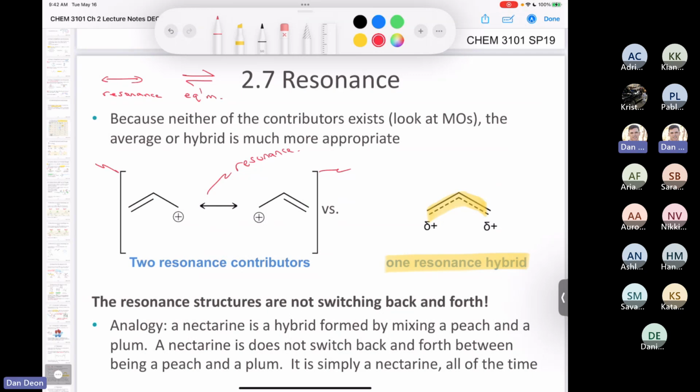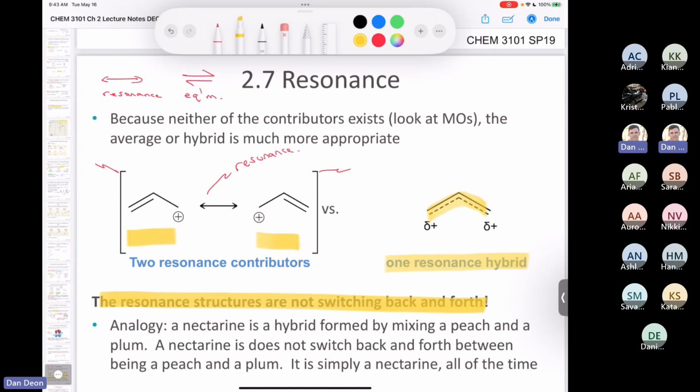So remember, these resonance structures that we see here are not switching back and forth. That is not what is happening. The analogy that I have on the slide here is that a nectarine is a hybrid of a peach and a plum. But it's not like you look at a nectarine one second and it's a peach, and then you turn your head away and look back and it turned into a plum. No, it's a hybrid of both of those. So we say this resonance contributor and this resonance contributor both contribute to the resonance hybrid. Together, they make up the resonance hybrid.